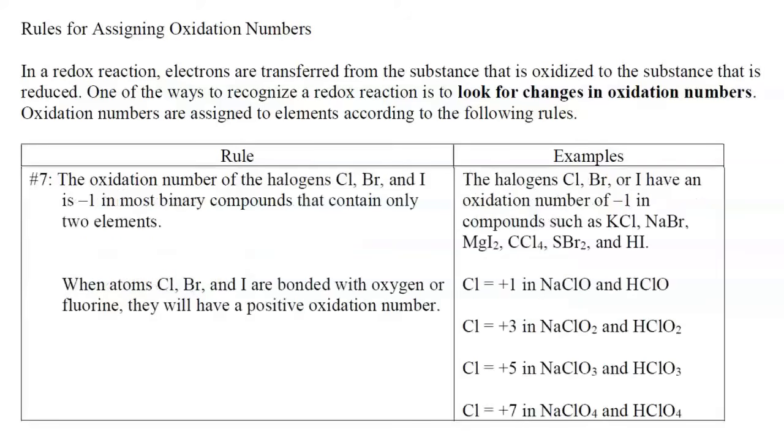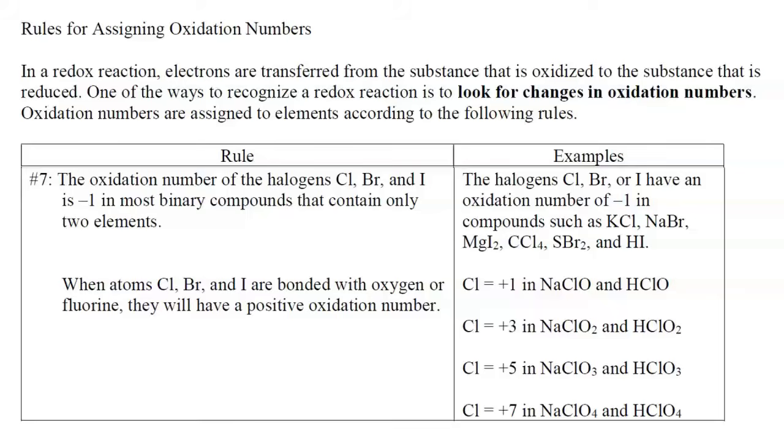And then the last rule here is rule number 7, the oxidation number of the halogens. That would be column 17 on the periodic table, below fluorine: chlorine, bromine, and iodine. The oxidation number of these halogens is -1 in most binary compounds that contain only 2 elements. Examples are KCl, NaBr, MgI2, CCl4, SBr2, HI. The oxidation number of the halogen would be -1.